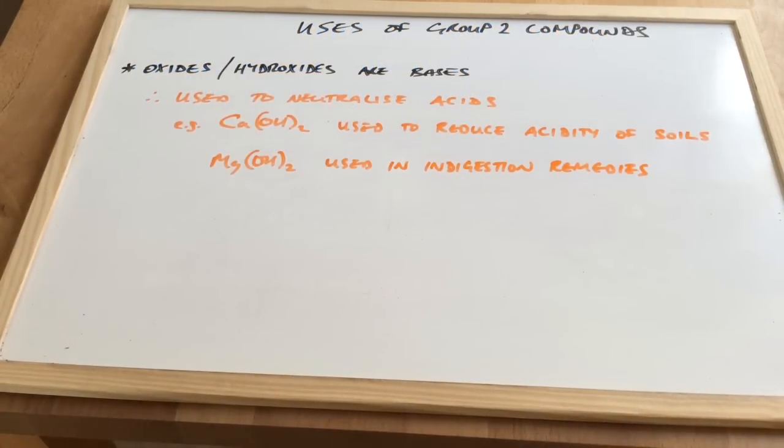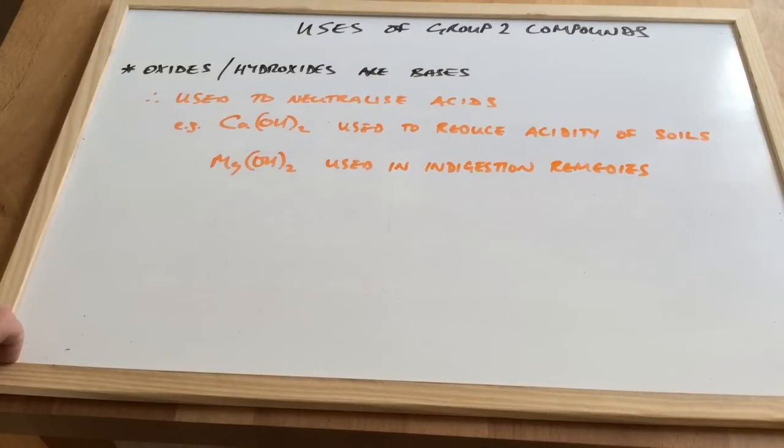We'll just finish with some uses of group 2 compounds. So I'll start with the oxides or hydroxides. Reminder that they are bases, and therefore you can use these chemicals to neutralize acids. So a couple of examples: calcium hydroxide is used in very large quantities to reduce the acidity of soils that are too acidic, and obviously that wouldn't be good for the crops that are growing in those fields. So calcium hydroxide reduces the acidity of soils.